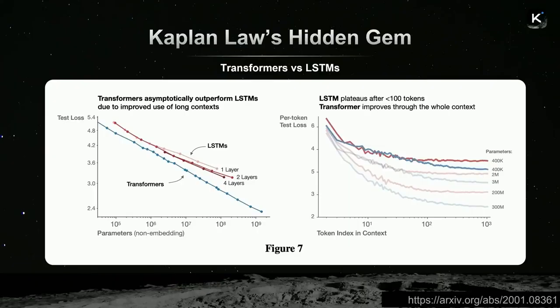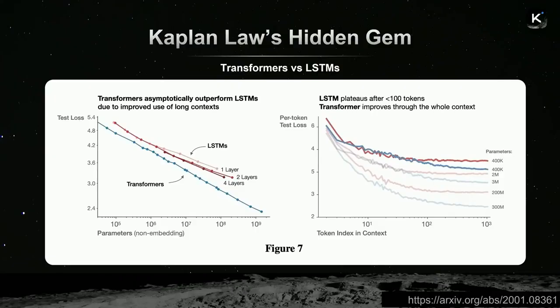So on the left-hand side, we can see that transformers achieve a lower training loss given the same number of parameters and the same number of training tokens as expected. And this is why transformers become the de facto architecture that people are using right now. But on the right-hand side, it's really interesting to see that transformers are actually better because they can improve through the whole context. The x-axis is the token index in context, and if you increase the token index, you can see that the training loss of transformers actually dropped by a lot. If you just continually increase the context length, the loss just continuously drops down.